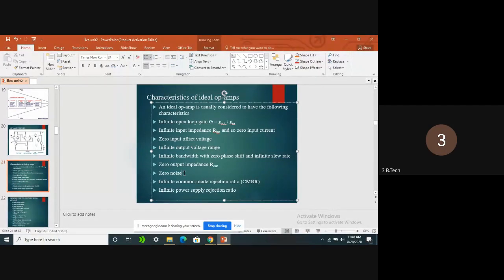And already I told you, infinite common mode rejection ratio. Common mode rejection ratio, in the sense, our operational amplifier is used only in differential mode, not in common mode. So the operational amplifier itself should have the ability to avoid acting as a common mode amplifier. How much ability it has to avoid operating as a differential amplifier in its common mode, that ability is represented by common mode rejection ratio.